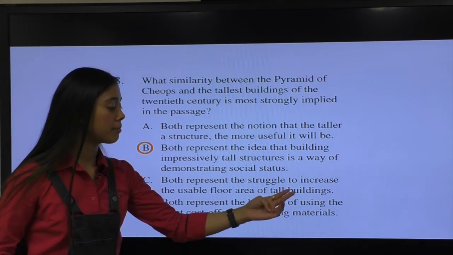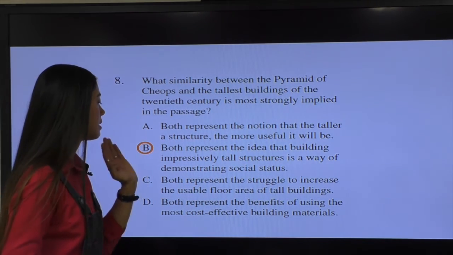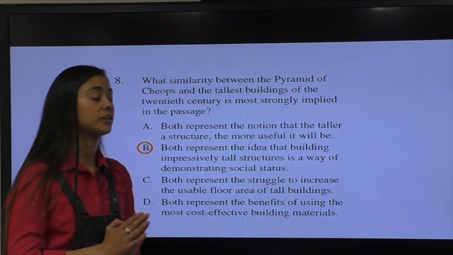Once again, the pyramids do not speak of cost-effectiveness, so for that reason, B is the only one in which both share similarities.